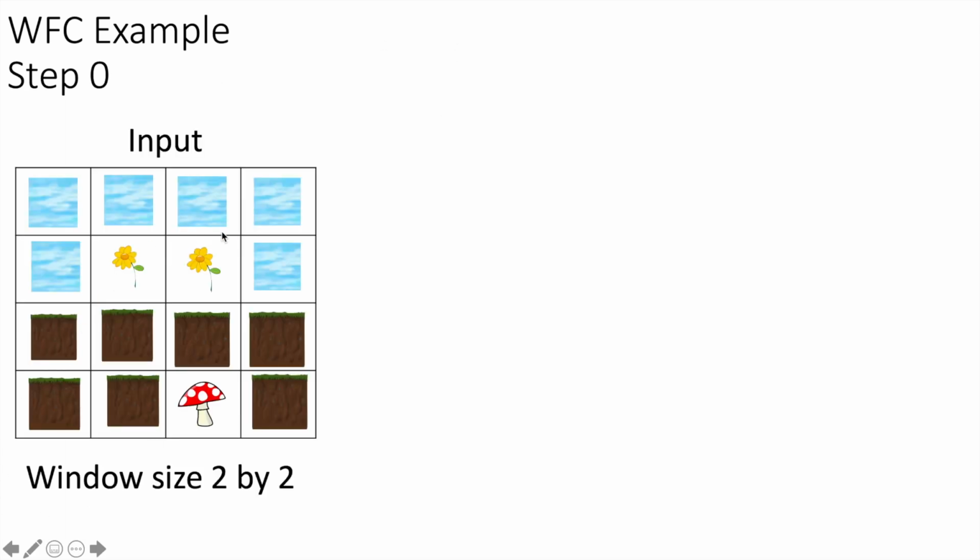Here's one example input. This is something that I've pre-authored, and I'm saying this is the kind of thing that I would like to get more of. We're going to use a window size of 2 by 2. That means that for every 2 by 2, so for this one right here, these four, these four, these four, and so on, we're going to pull all of these out, and they're going to act as constraints. And so we have 1, 2, 3, 4, 5, 6, 7, 8, 9 total constraints.